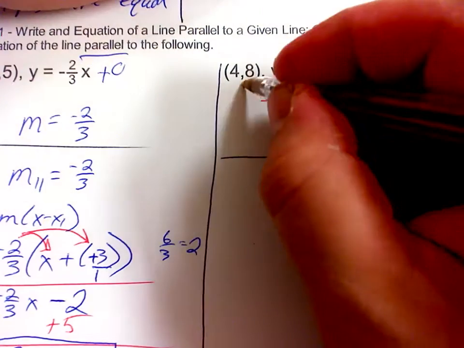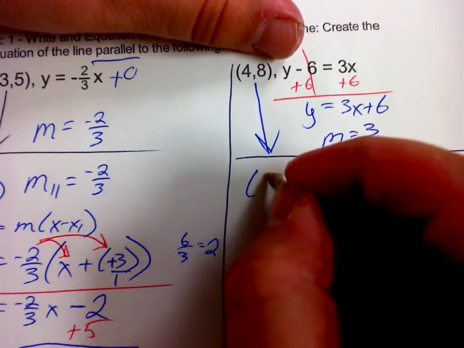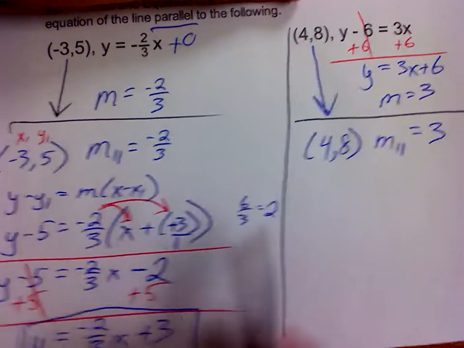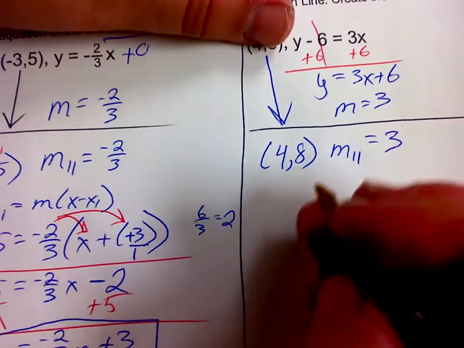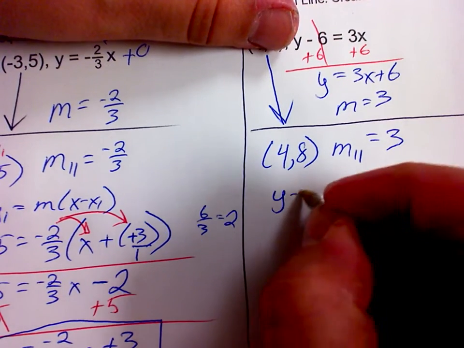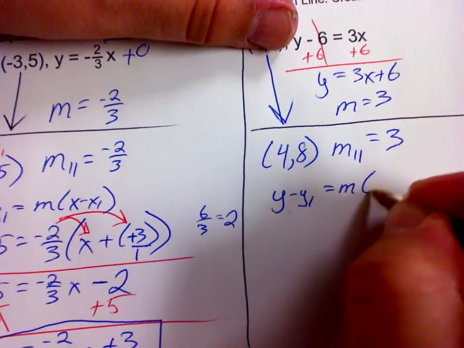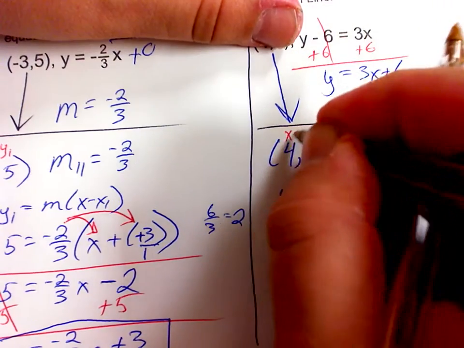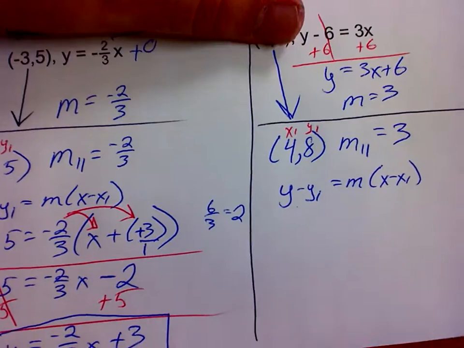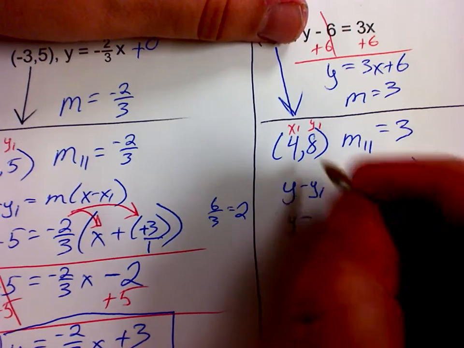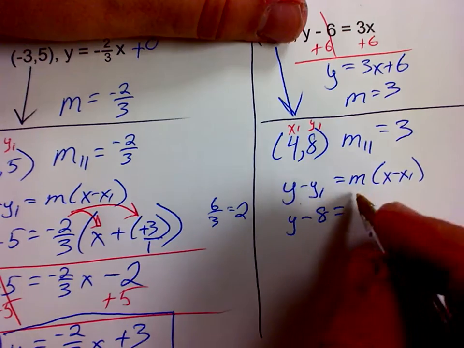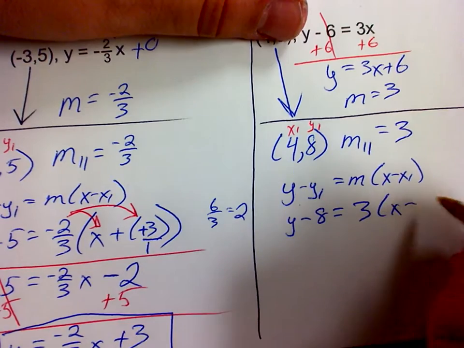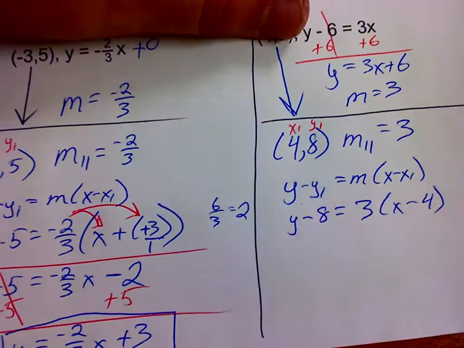Okay? So just like on the last problem, let's go ahead and bring down our point and plug it into our point slope form. Okay? y minus y sub 1 equals m times the quantity x minus x sub 1. Okay? So this is my x1, this is my y1 here, and that's my slope, of course. So we're going to end up with y minus 8 is equal to our slope, which is 3, times the quantity x minus x sub 1, which is 4.